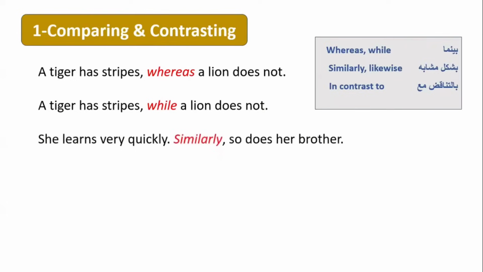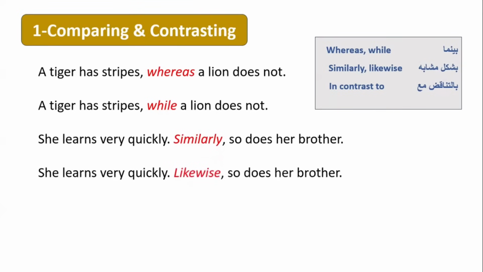Okay, here we have an expression that shows a similarity. Now, as I told you before, when we compare, comparison is usually looking for a similarity. She learns very quickly. Similarly, so does her brother. So similarly, likewise, both of them mean بشكل مشابه. In contrast, we go back to the differences. بالتناقض مع. All these expressions are important.